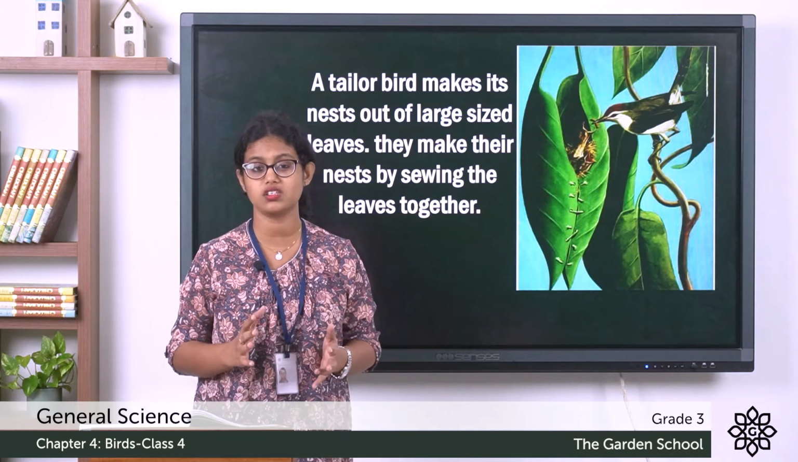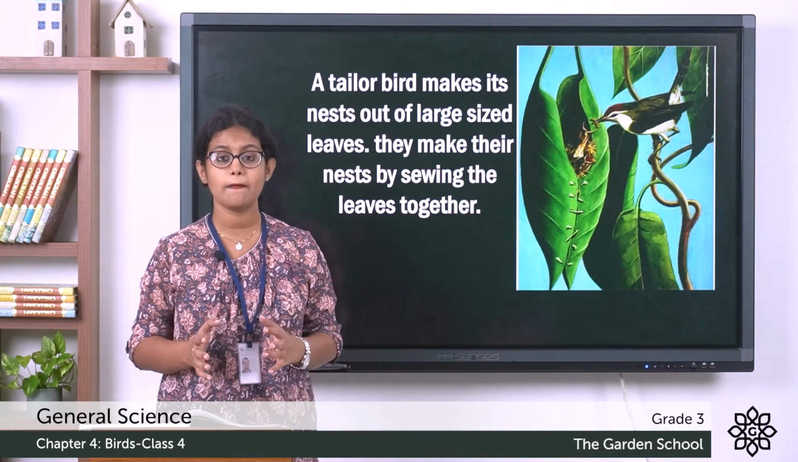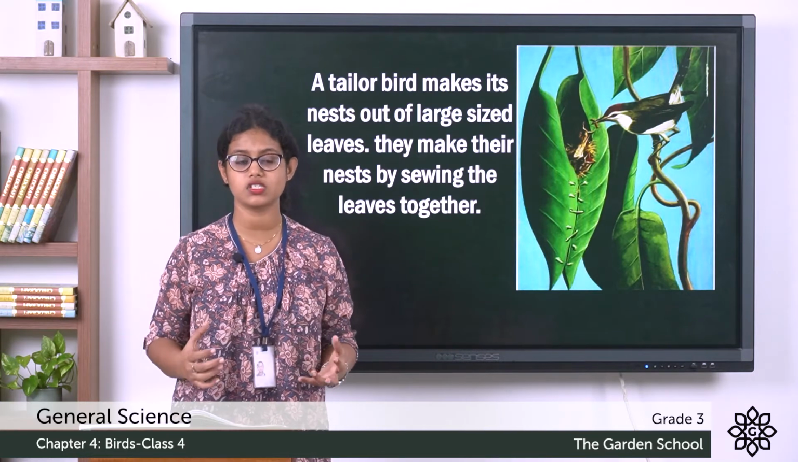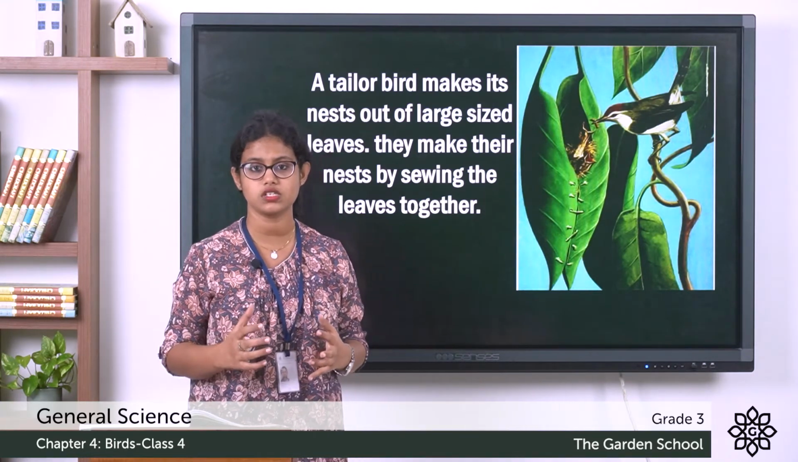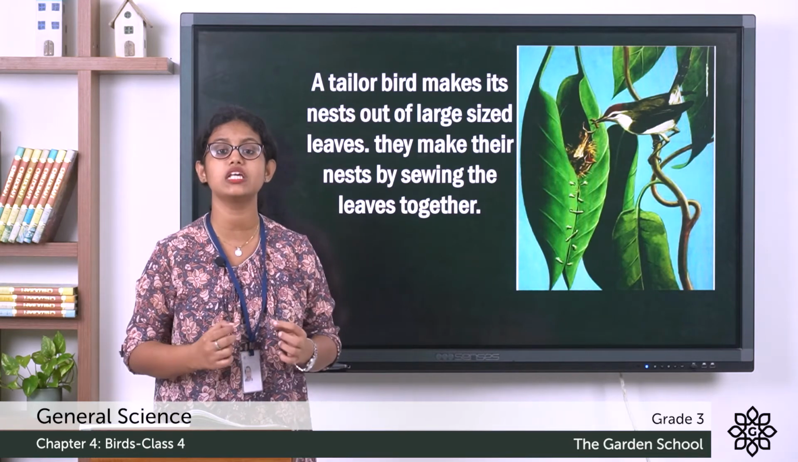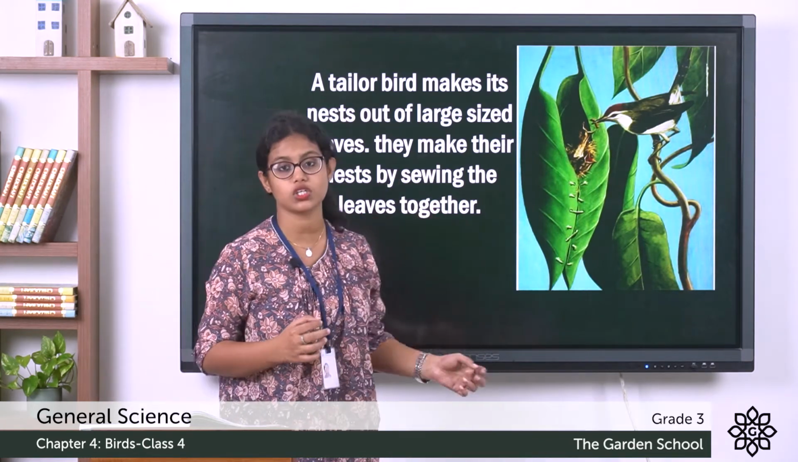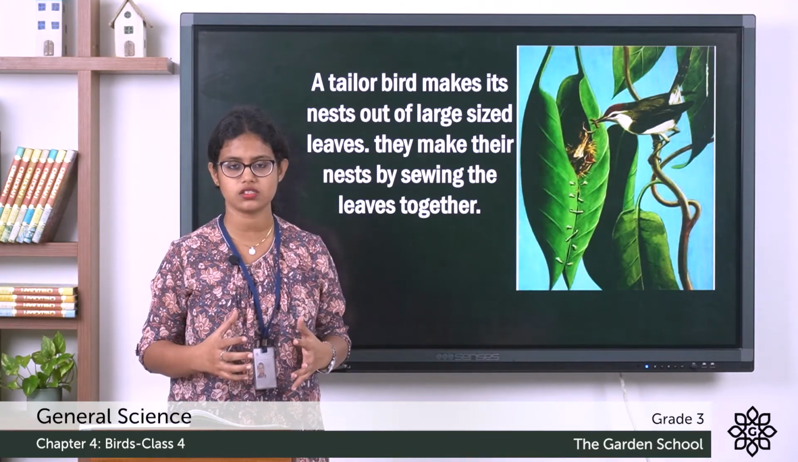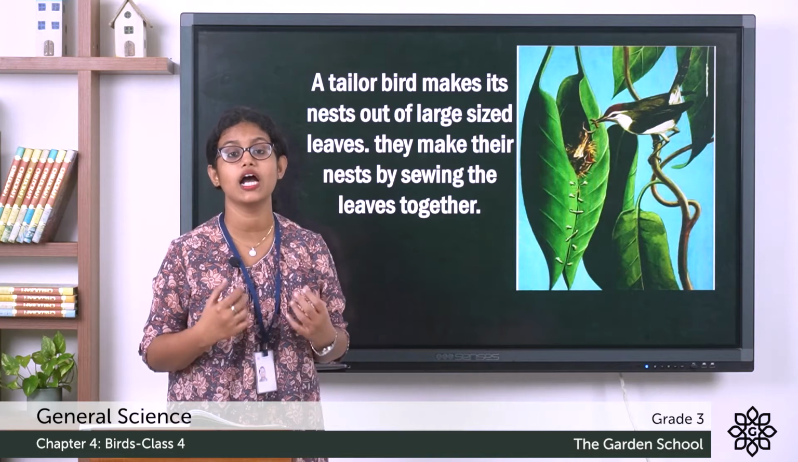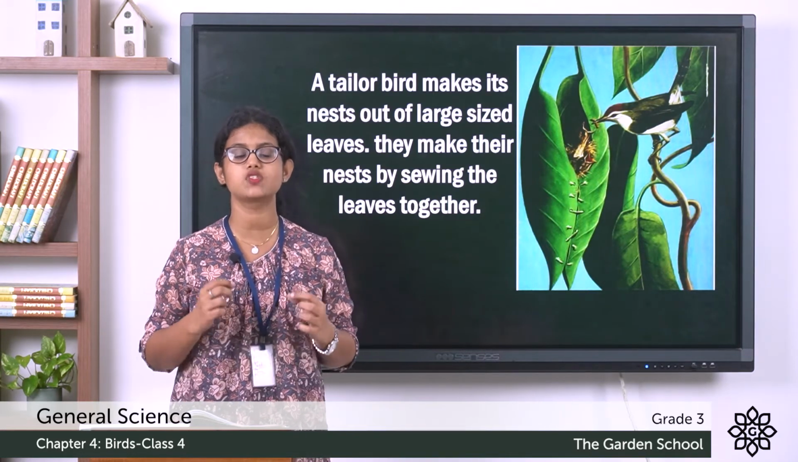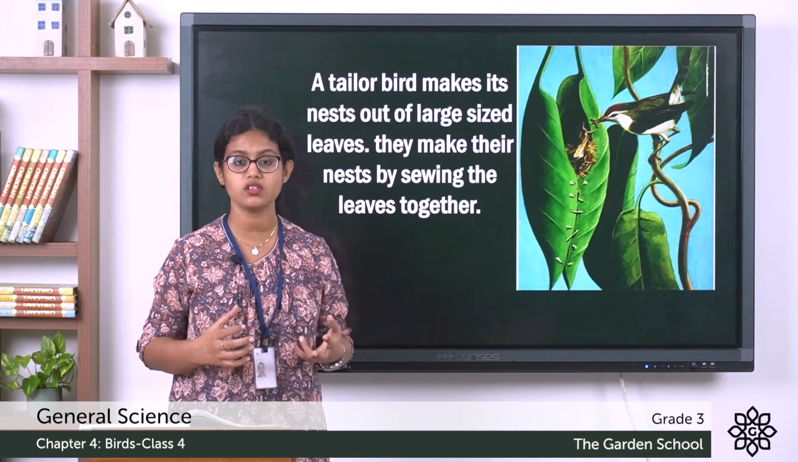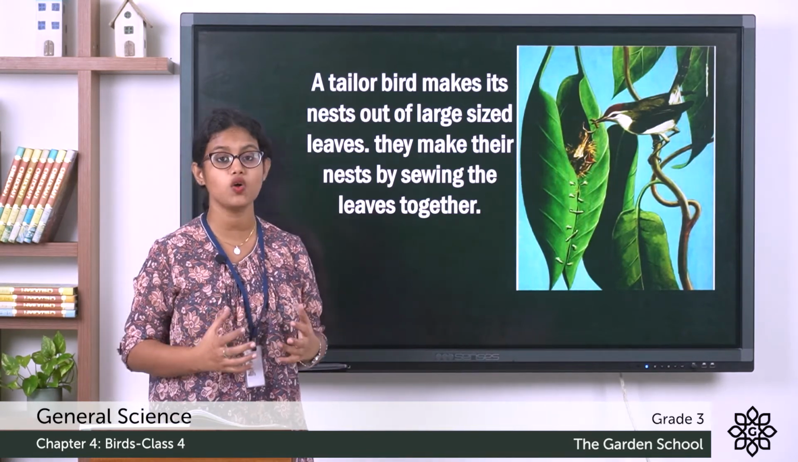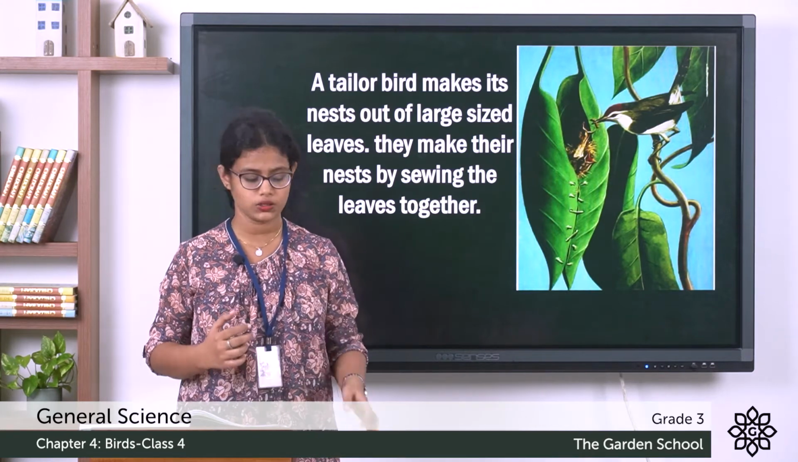It is very interesting about the tailor bird. You know why? Because the tailor bird makes its nest out of large sized leaves. And you know what they do? They stitch the leaves together. So you can see this picture clearly. They stitch the leaves together and build their nest and take care of their young ones. They stitch the leaves together with a cotton thread or the thread from the spider web. So that is about the nest of the tailor bird.